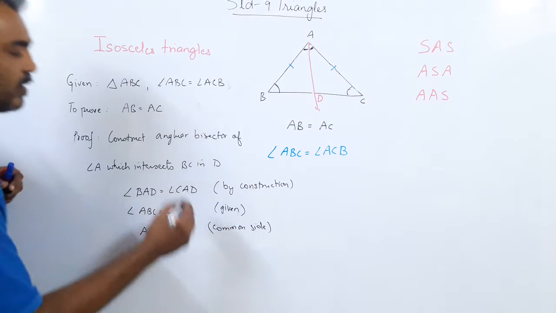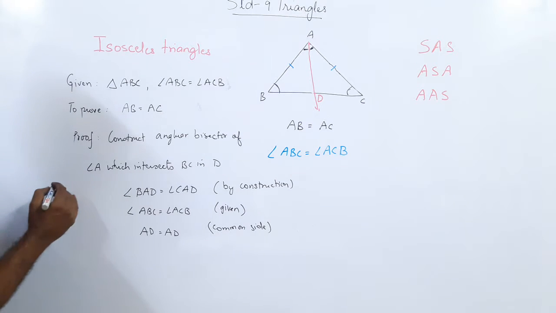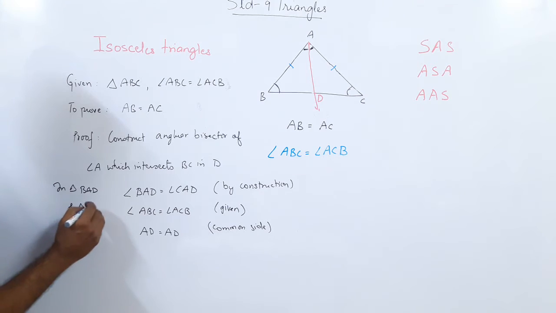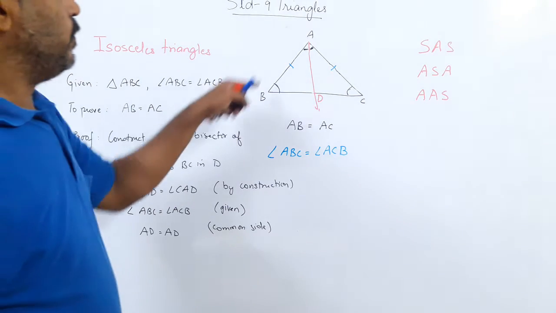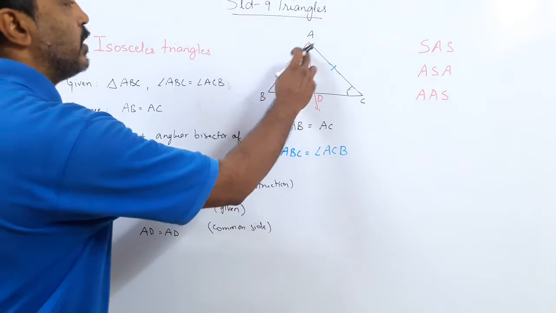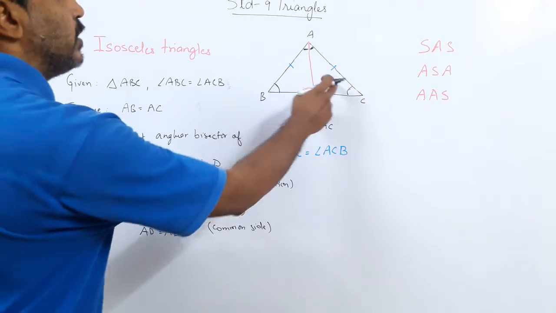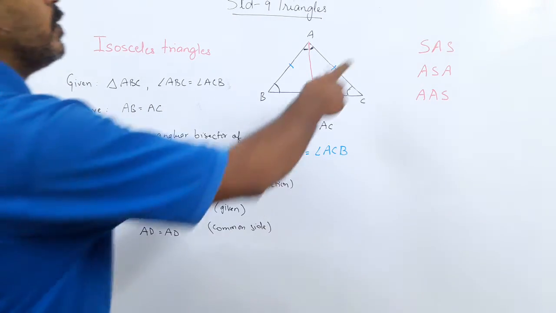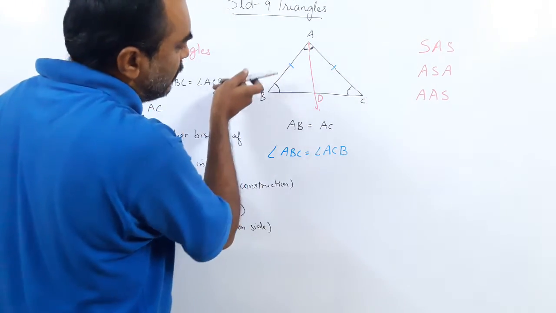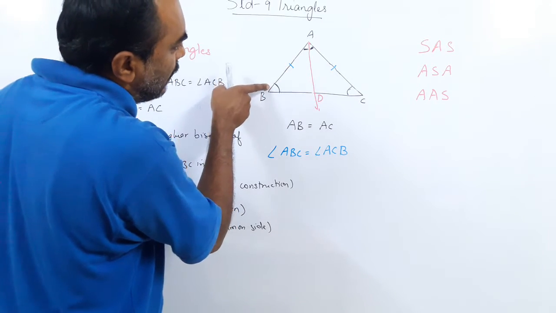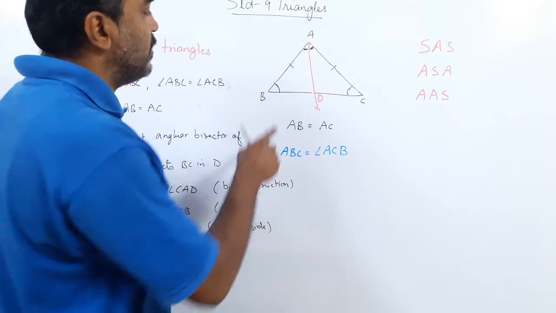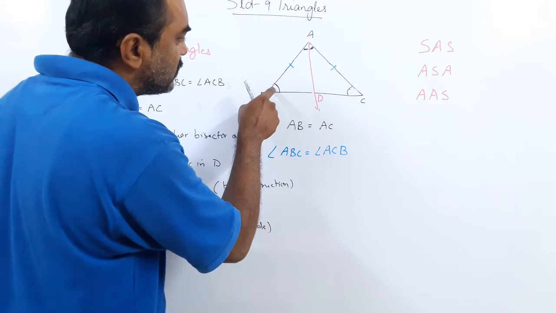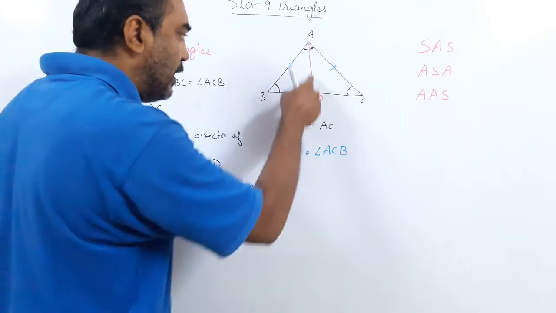Again, which triangles have I taken? I have written triangle BAD and triangle CAD, the two triangles, BAD and CAD again. These two angles are equal by construction. These two angles are given. And this is AD, the common side. So what order will you follow from this now? Look at this. We'll start from here. Angle, angle, side. Which angle? Angle DBA or angle ABD, this angle first, then BAD the second angle, and AD the common side.